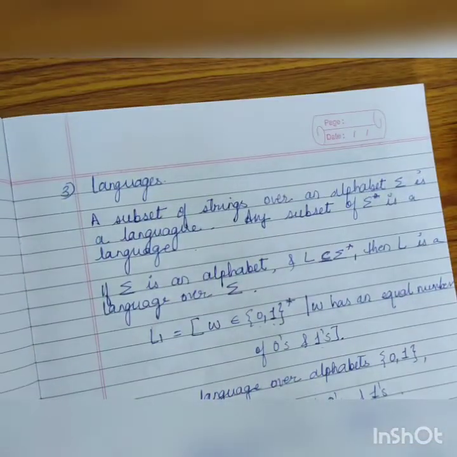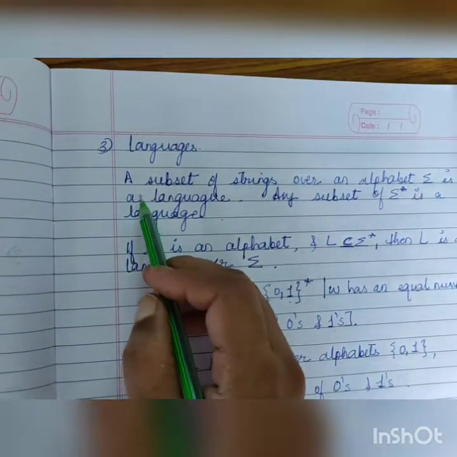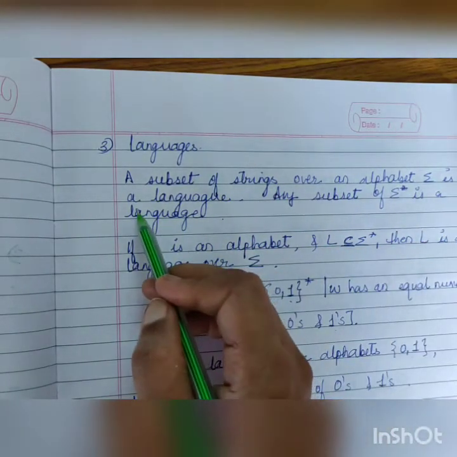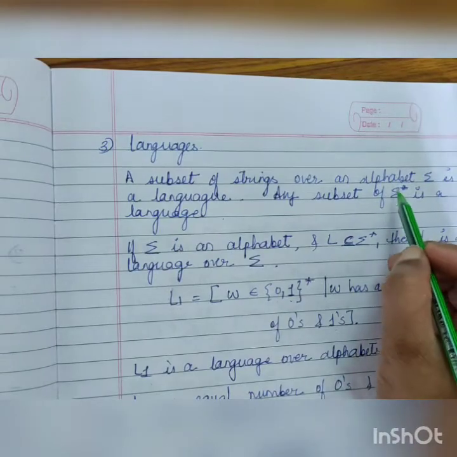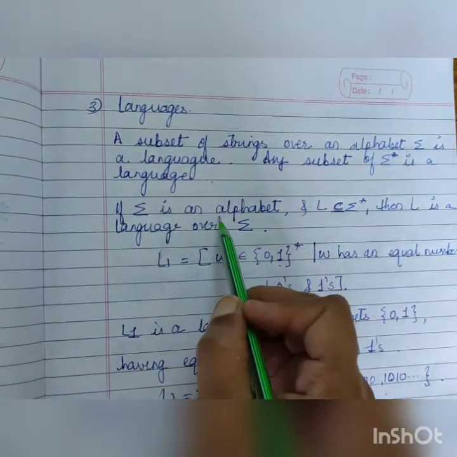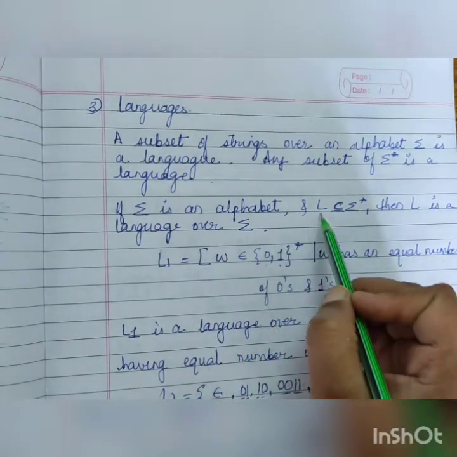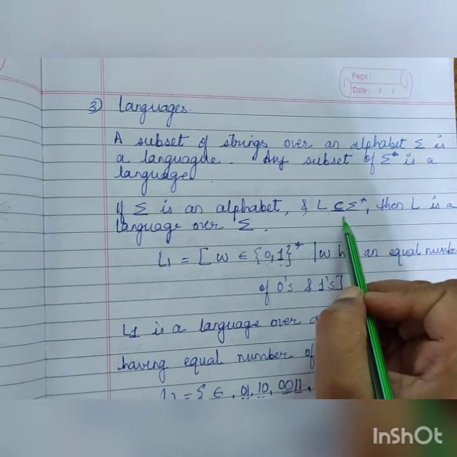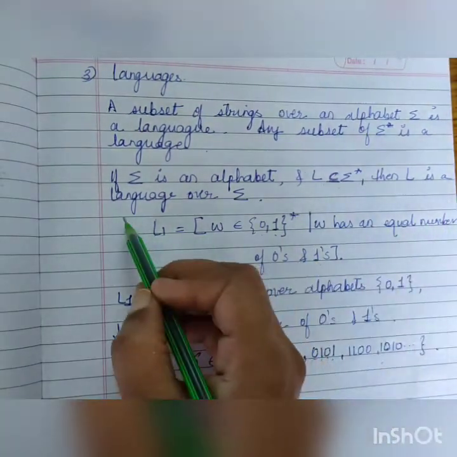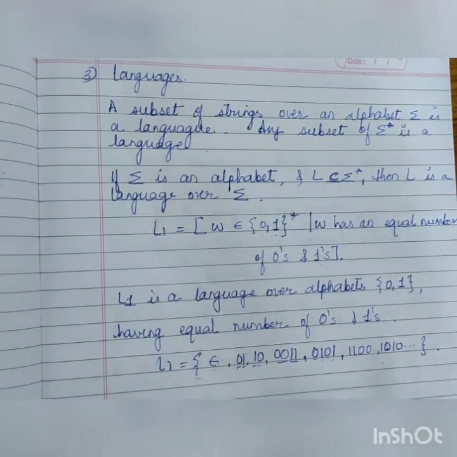Next is the term language. A language is a subset of strings over the alphabet. Any subset of sigma closure is a language. Sigma is the alphabet and L is a subset of the sigma closure. In that case, L is a language over the input set.